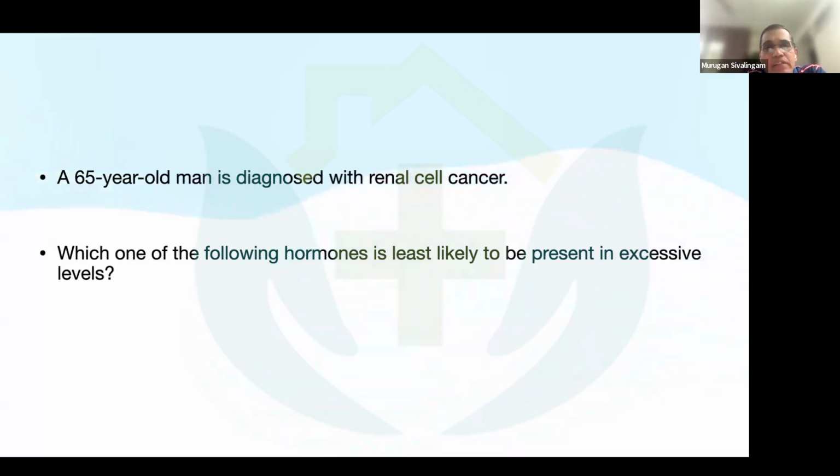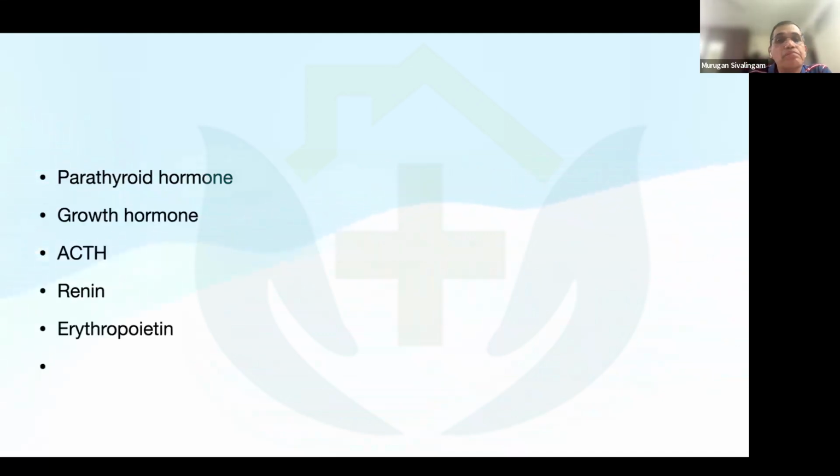A 65-year-old man is diagnosed with renal cell carcinoma. Which one of the following hormones is least likely to be present in excessive levels? Parathyroid hormone, growth hormone, ACTH, renin, and erythropoietin. So this is a question of the case we had last week, remember, the renal cell carcinoma about 10 days back, presenting with something else. So here it's about ectopic hormone production with regards to renal cell carcinoma.